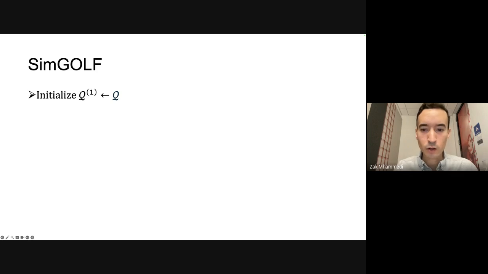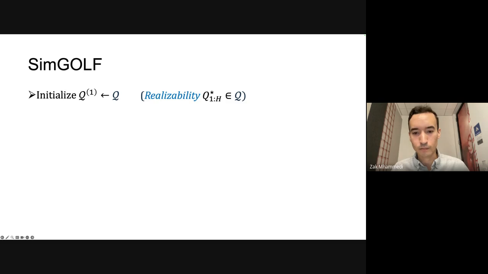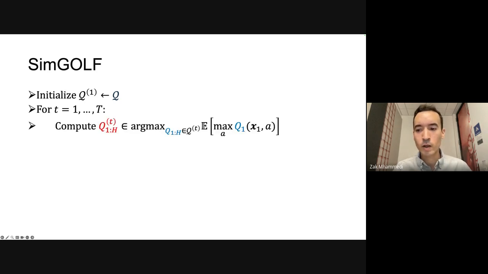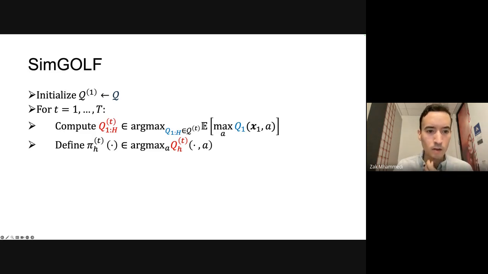Okay, so the first step of the algorithm is to initialize some value function confidence set. Here, script Q is a function class that is assumed to contain the optimal state action value function. Next, there's a for loop over iterations. At each iteration t, the algorithm solves an optimization problem jointly across all layers of the MDP. Then the solution of this problem is used to define the policy to execute for that iteration. So you just take the argmax of the value function.